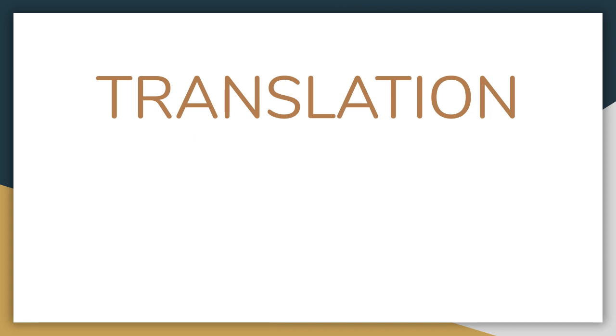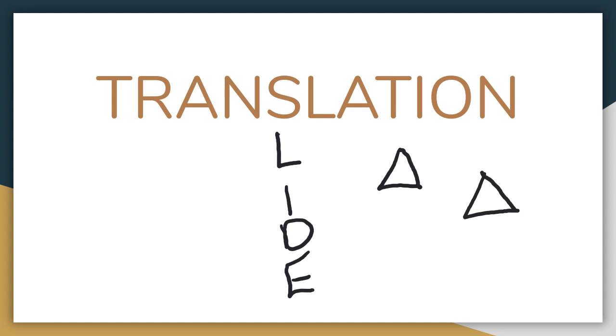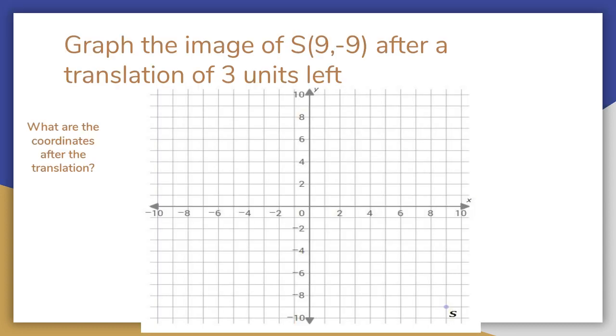Okay, so let's remember what a translation is first of all. Translation has an S, and our S, we remember, is slide. So if we have a triangle and it slides over, we're going to act like those are the exact same. That is called a translation. So the image looks the exact same, except it's just in a different location on the graph. Okay, so we're going to go ahead and get started.